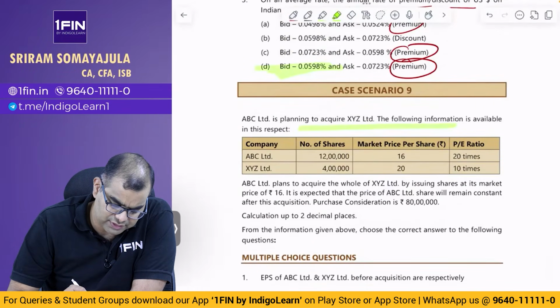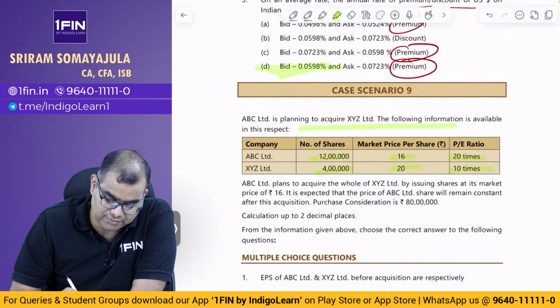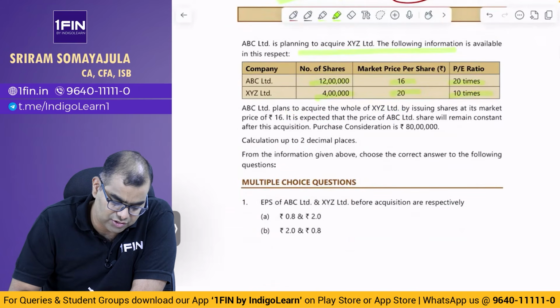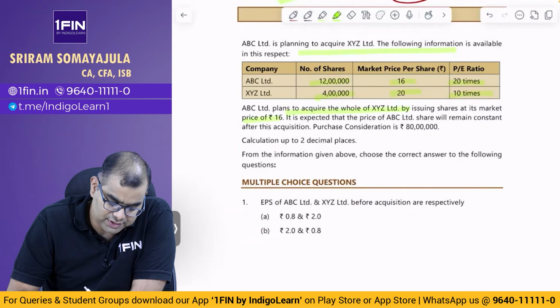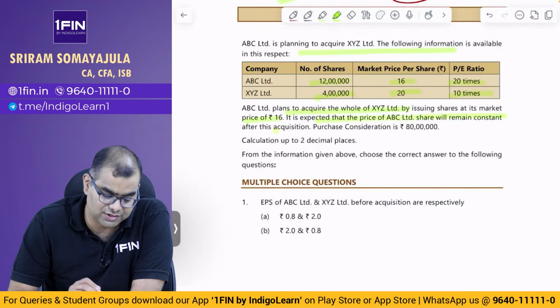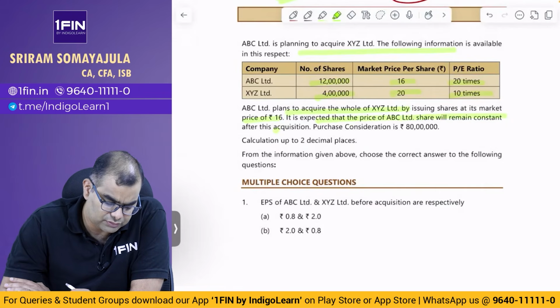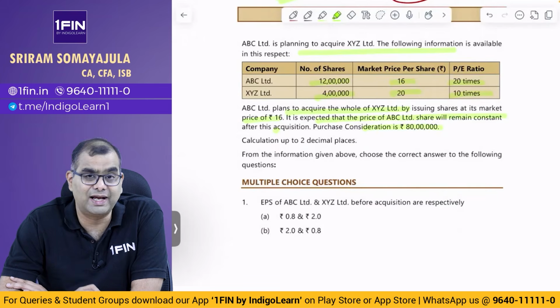ABC is planning to acquire XYZ and the following information is available. ABC number of shares 12 lakhs, 16 rupees per share, 20 times P/E, and XYZ 4 lakh shares, 20 is market price and 10 times the P/E ratio. ABC plans to acquire the whole of XYZ by issuing shares at its market price of 16. It is expected the price of ABC will remain constant after the acquisition. Purchase consideration is 80 lakhs. How is purchase consideration 80 lakhs? By issuing shares at market price. So they are issuing 5 lakh shares.